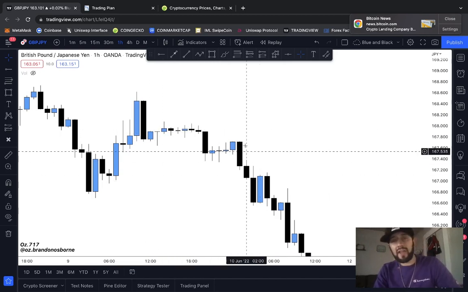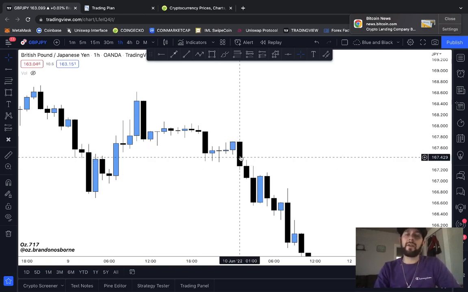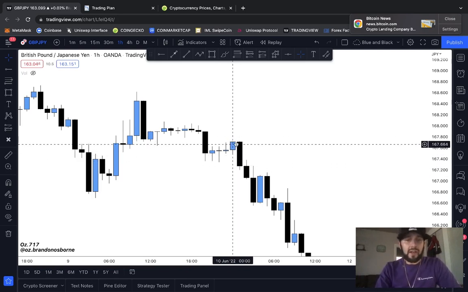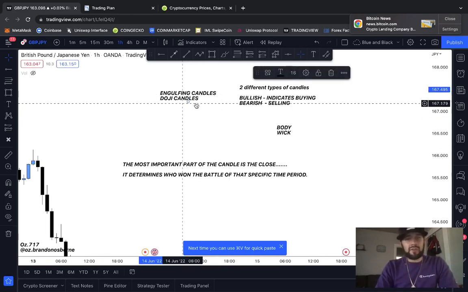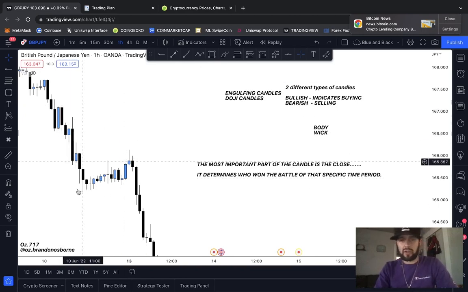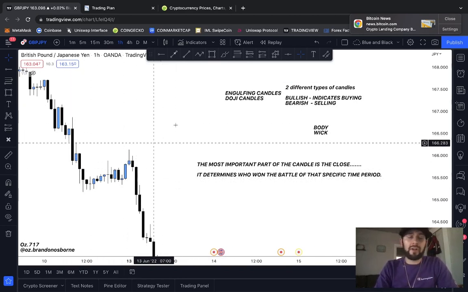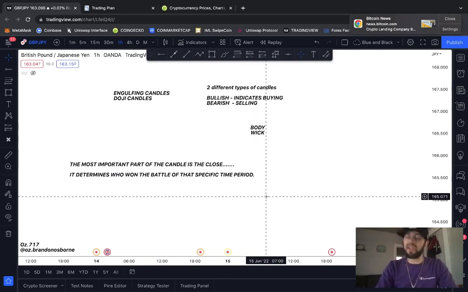There are engulfing candles right here. All that means is that this entire candle engulfed this one, it's what it sounds like. So if you were taking notes, there are engulfing candles and doji candles. There are also all kinds of different candle combinations, which we will cover in a later video. There are strong bullish candles and weak bullish candles, same with bearish.